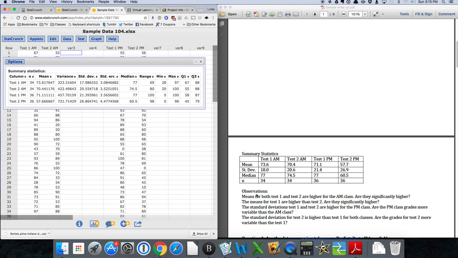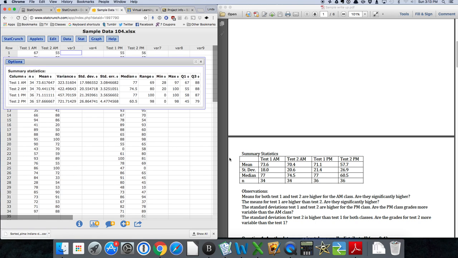I noticed a few things. Now what this is going to help me to do is to clarify the general questions that I have written on the project page. So I can look at this now and I can see the means for both test 1 and test 2 are higher for the AM class than they are for the PM class. So then the question I want to know is, are they significantly higher?